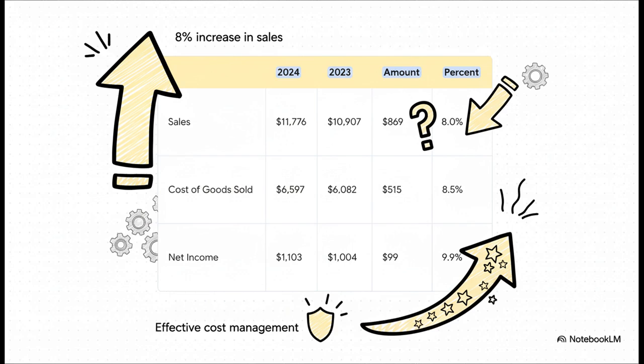Now, despite that little pressure point, look at the bottom line. Net income is up almost 10%. So even though their main cost grew a bit too fast, they must be doing a fantastic job managing their other expenses to still pull off that kind of profit growth.